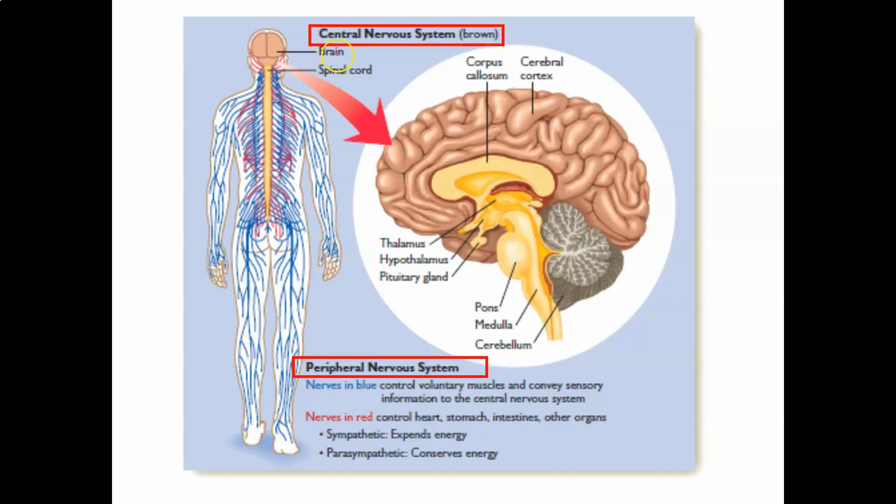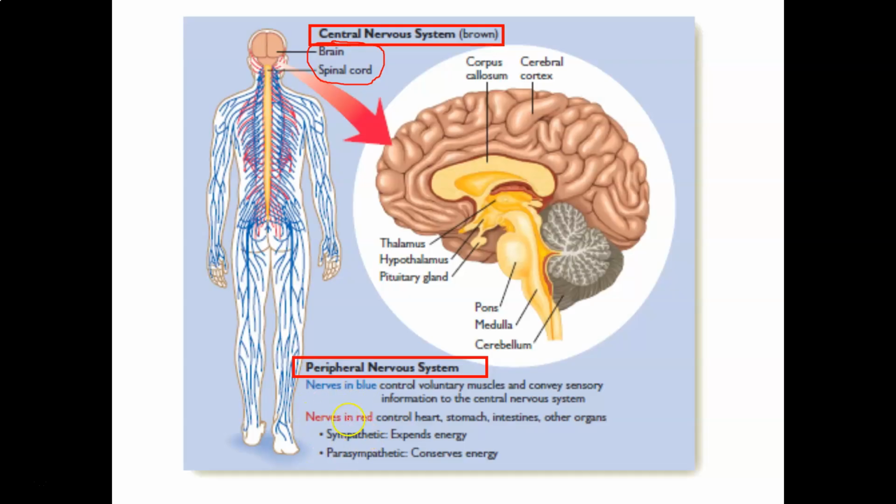The central nervous system is made up of the brain and the spinal cord, and you can remember that it's the brain and spinal cord because these two structures are encased in bone. The rest of the nerves that leave the brain and the spinal cord are part of the peripheral nervous system. So pretty much any nerve in your body is part of the peripheral nervous system.